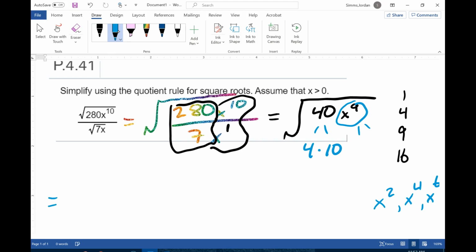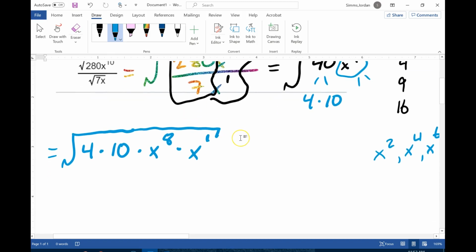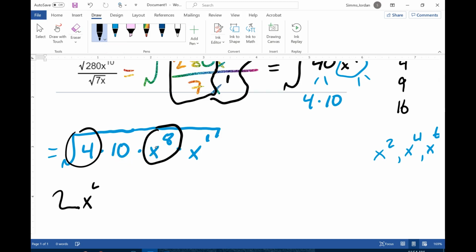So I can rewrite this, still leaving the root symbol, as 4 times 10 times x to the 8 times x. Okay, so see what I did there? x to the 8 is the biggest perfect square because it's the biggest even exponent I could get without going over 9. And again, remember, this is like an exponent of 1, right? 8 plus 1 gives us 9. So now we can start taking these down. The square root of 4 is 2. Now the square root of 10 is an irrational number, so we'll just leave that. The square root of x to the 8 is going to be x to the 4.